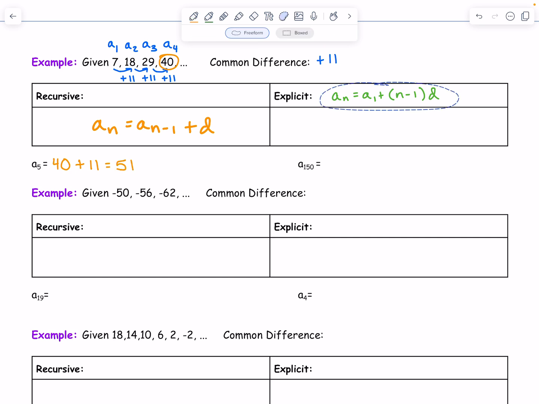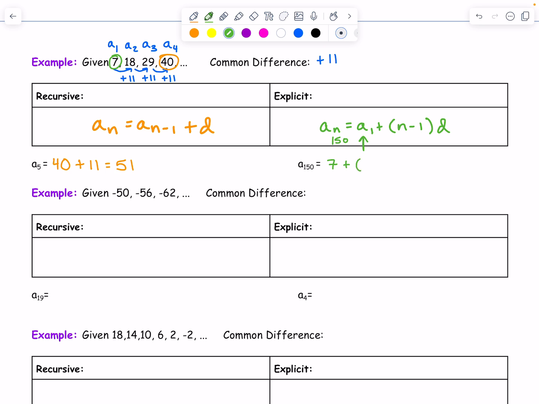All right, and then the same thing over here. I'm going to move this explicit formula down to this box and make it nice and big. So if I want to figure out the 150th term, that's pretty big. I don't have the previous term, so it would take me a really long time to use the recursive formula to figure this out. Instead, it would make more sense for me to use the explicit formula. So I want to figure out the 150th term. I need the first term, so that was 7, plus n minus 1. n is the number of the term you're looking for. So that would be 150 minus 1 times the common difference of 11.